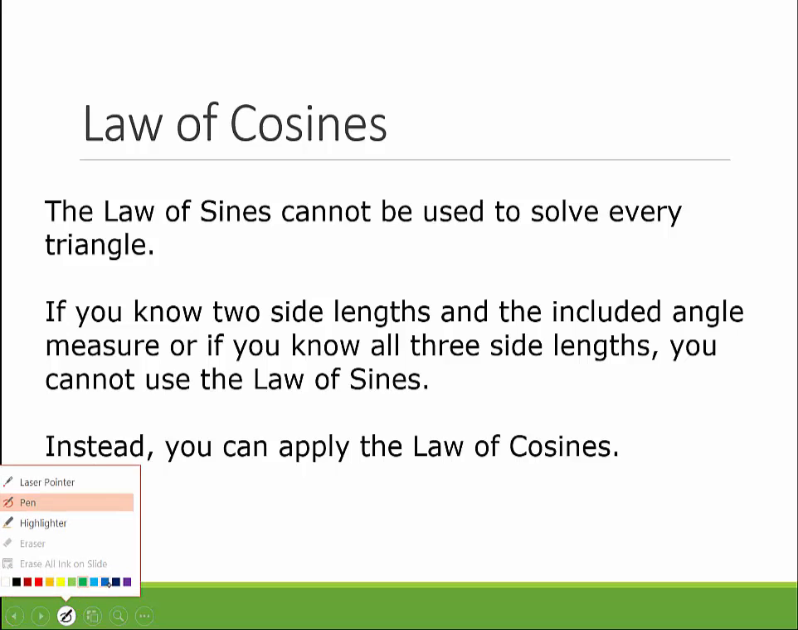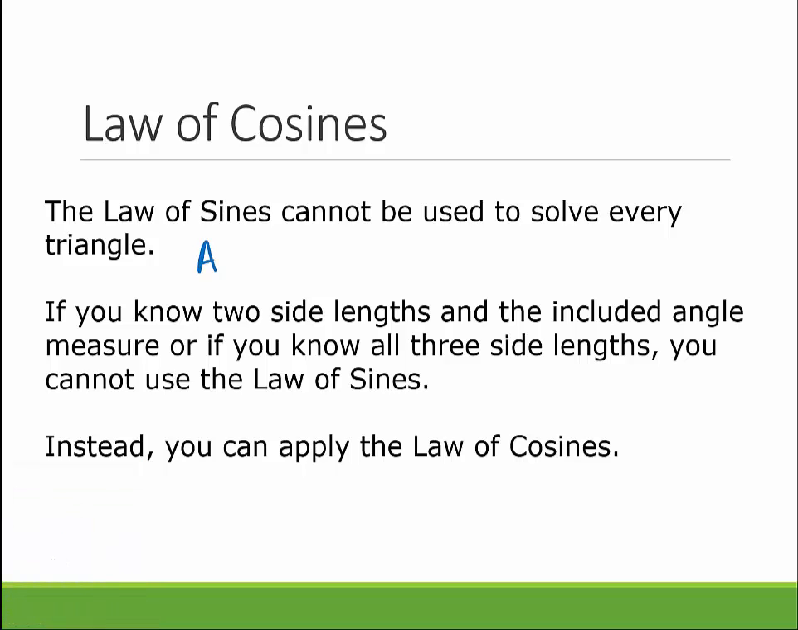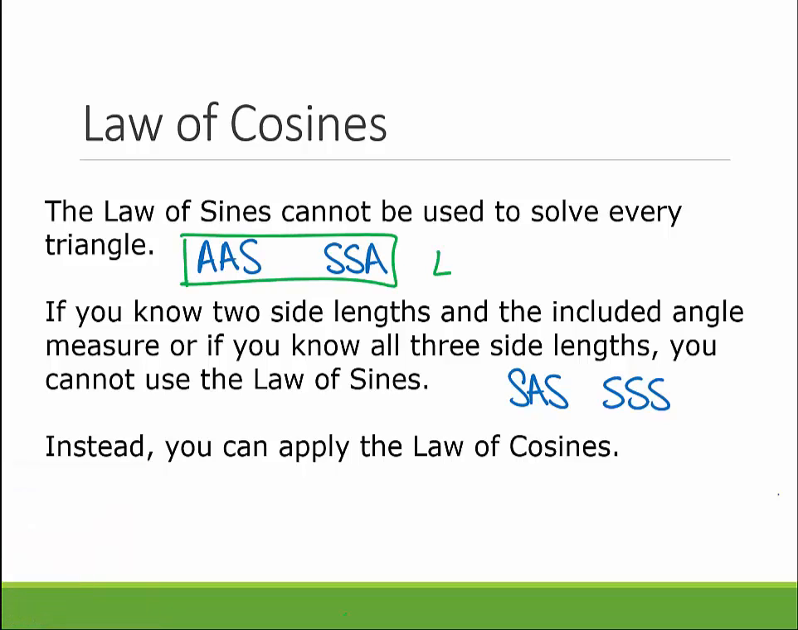Remember we said that we can use the law of sines if we have an angle and then a side, or if we have a side and then an angle. But if we know two side lengths and the included angle, like side angle side, or if we know all three side lengths, we can't use the law of sines. Instead, we have to use the law of cosines. So this here is the law of sines, and these here are the law of cosines.